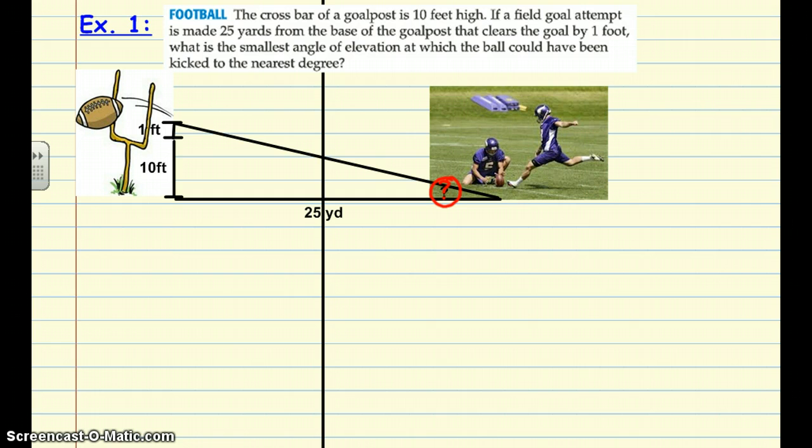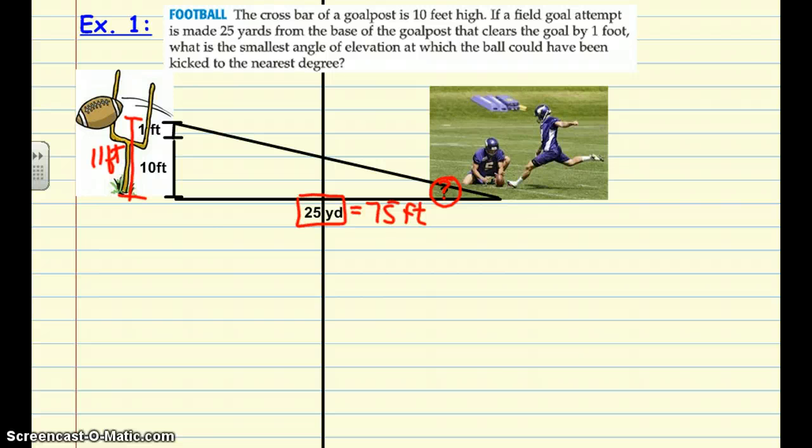So, a couple of things. First of all, this total height, 10 plus 1 is 11 feet. And then I also recognize that I'm given this distance in yards, and so we want to change that to feet. There's 3 feet in 1 yard, so this actually becomes 75 feet. And so we're going to use that measurement to help us out with solving this problem.